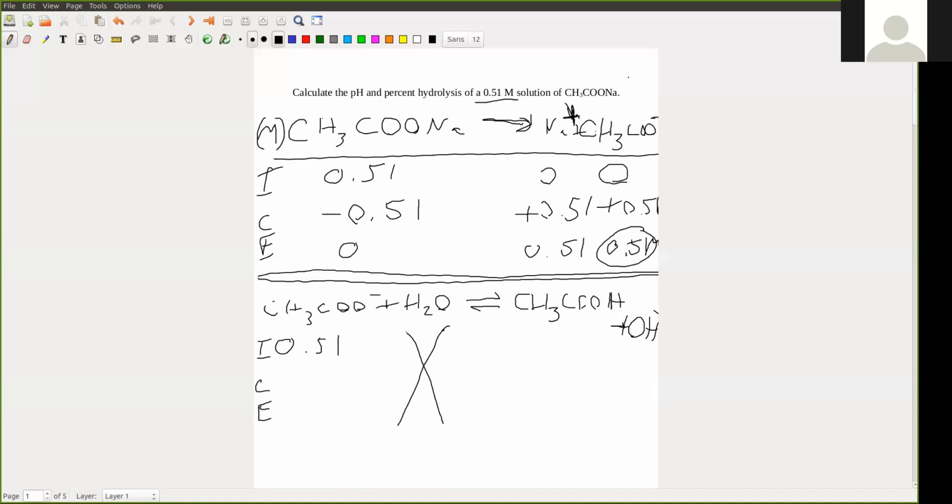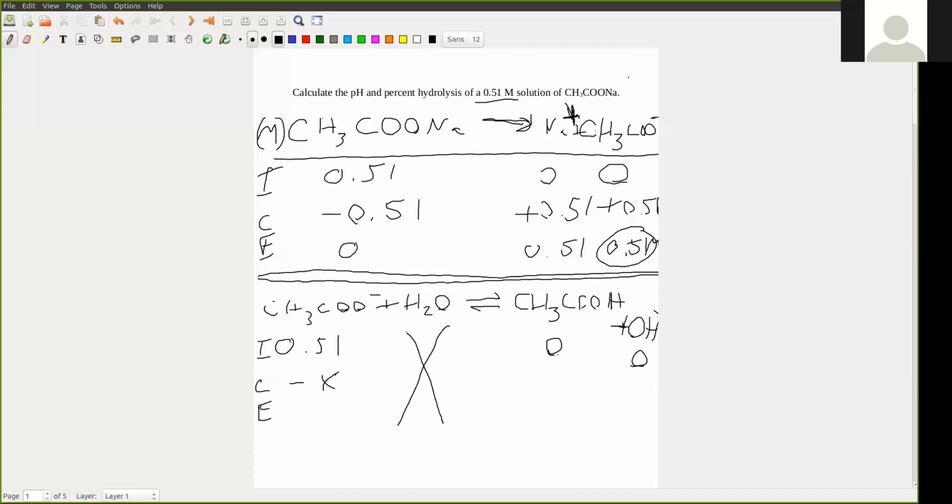You normally don't have to worry about water concentrations changing. And then at the outset, we also have 0 acetic acid and 0 hydroxide. Now our change is some unknown. We know that the acetate ion will decrease by some value, but we're not sure what that value is. So we put an X.